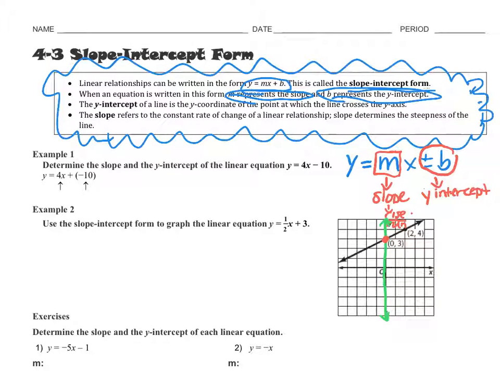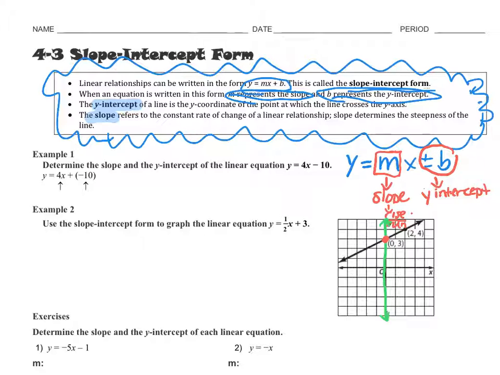The slope refers to the constant rate of change of a linear relationship. Slope determines the steepness of the line, so how much it goes up or down. Does that make sense? Like stairs are steep. We have talked about all these things, and now we're putting them all together.